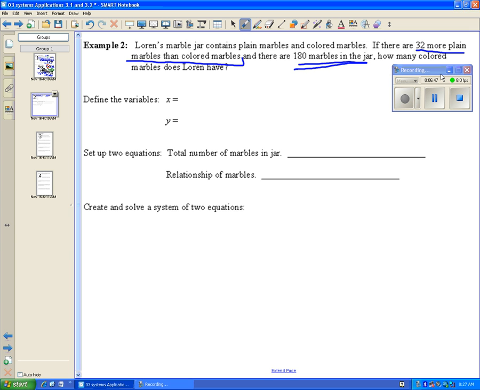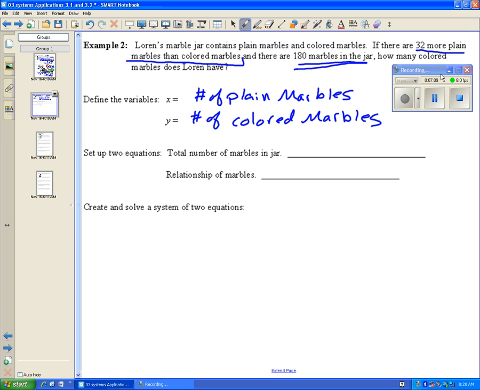So first of all, I have to decide what are my variables. X is the number of plain marbles. Y is the number of colored marbles. Okay? My first equation is telling me the total. So I know my total is 180. Plain marbles plus colored marbles are 180 marbles.